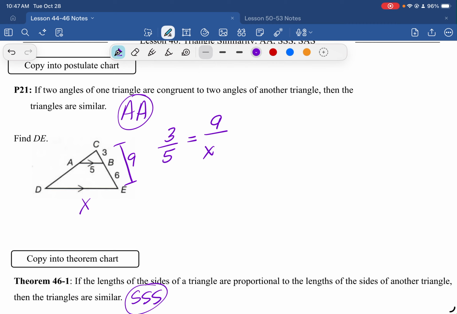And we found that by adding the 3 and the 6. And then from there, it's the same. We cross multiply. 3x equals 45. And then we know that x is equal to 15. And that was the side DE that they asked me to find.